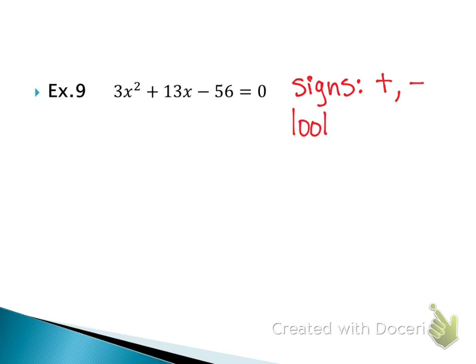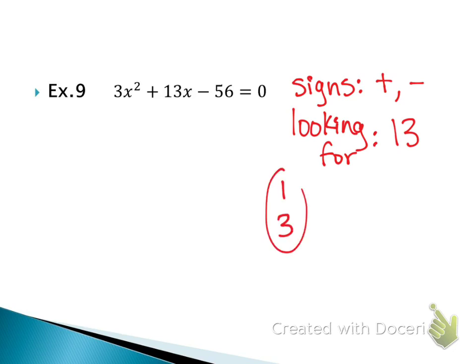What is it that we are looking for when we make our bubbles? May? A positive 13. Okay. My only option for my first bubble is 1 and 3. I have a few options for my second bubble. What are they? 1 and 56. Let's go to our sticks.